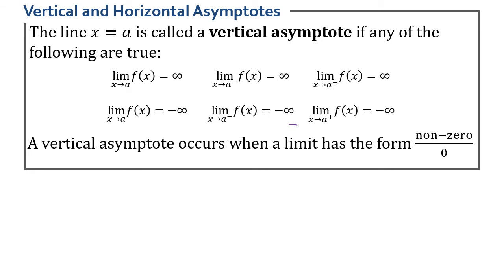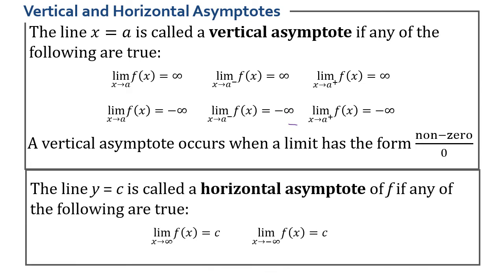So remember, a vertical asymptote is going to occur when we have a limit in the form of a non-zero number divided by 0. So non-zero means like 5 divided by 0, 4 divided by 0, 2, negative 3 divided by 0. We talked about an indeterminate form in the last section of 0 over 0. This form for vertical asymptotes is having a number divided by 0 that is not 0.